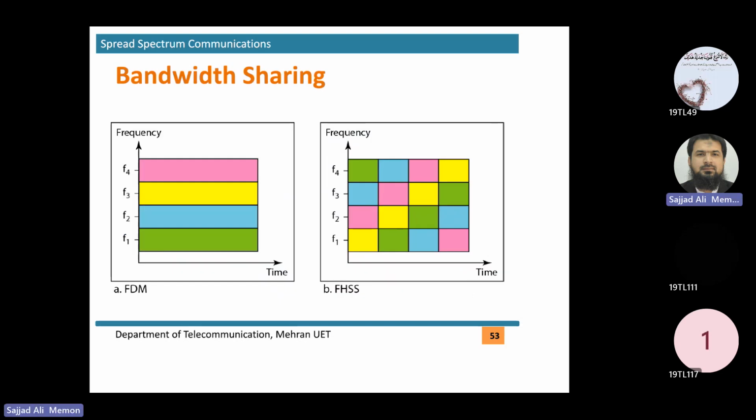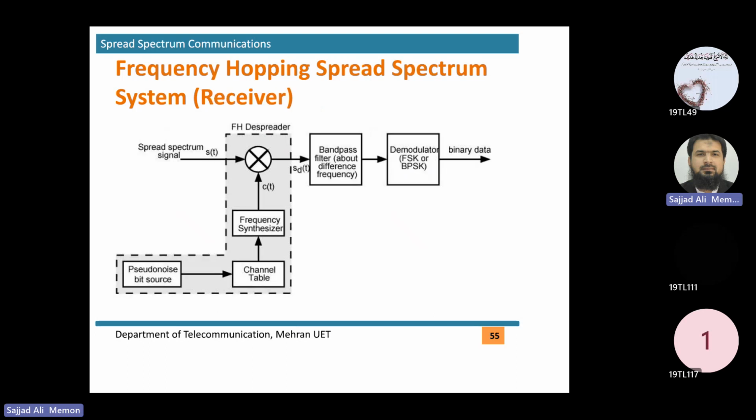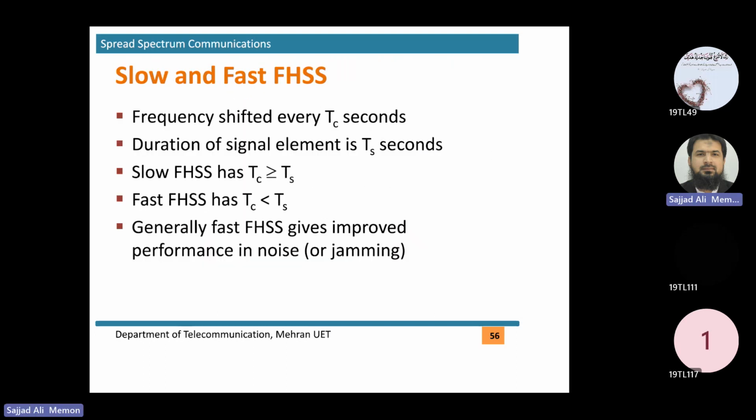So FDM and FHSS: you can see the frequency sharing, bandwidth sharing. The same information is transmitted, but using different frequencies. All frequencies have been used, whereas in FDM only one frequency is used for a particular transmission. So that is the difference. This is the block diagram of frequency hopping spread spectrum on the transmitter side. This one is at the receiver side.